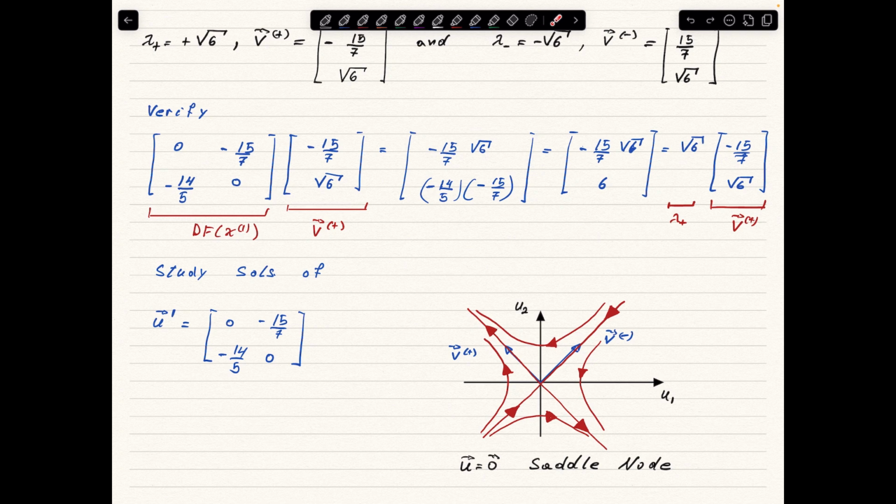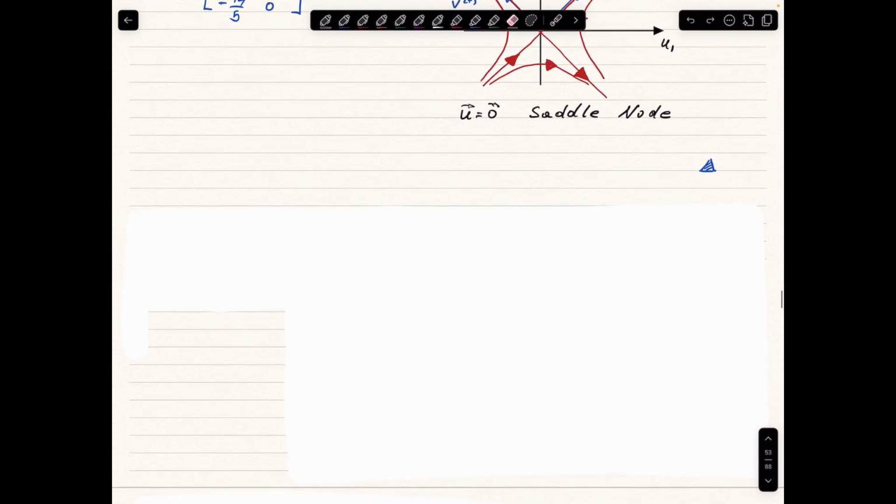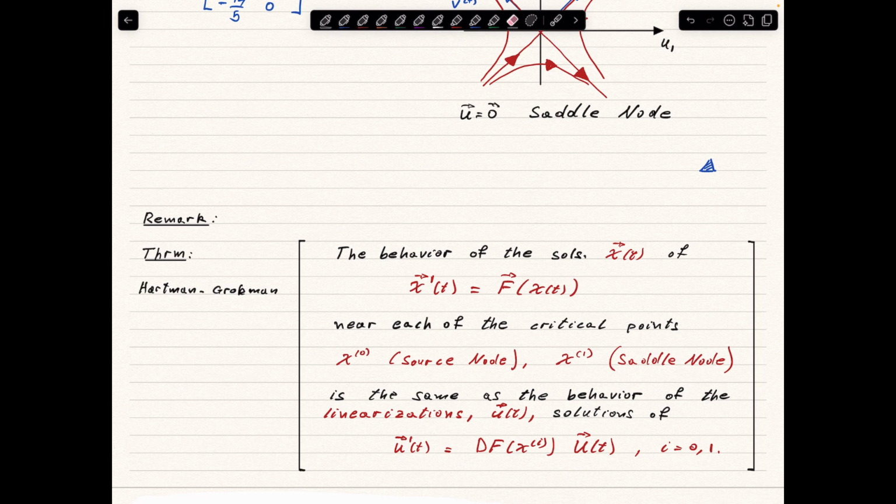Okay, so now we have the behavior of the solution of the linear system. One behaves like a saddle, the other behaves like a source. Now what? Well, now we have the main theorem, the Hartman-Grobman theorem, that says that the solution of the nonlinear system near this critical point behaves in the same way as the solution of the linearization, which is a source and a saddle.